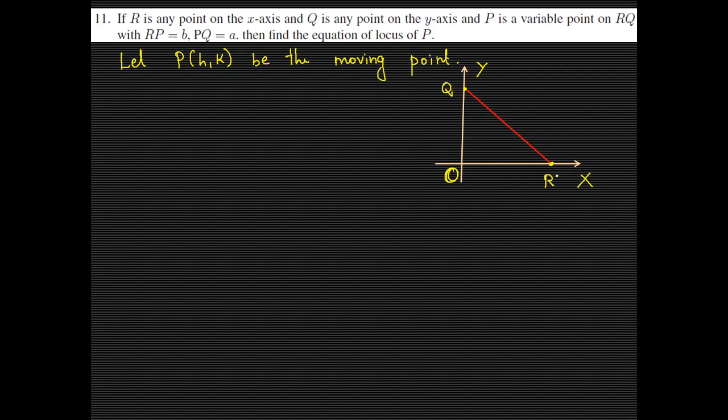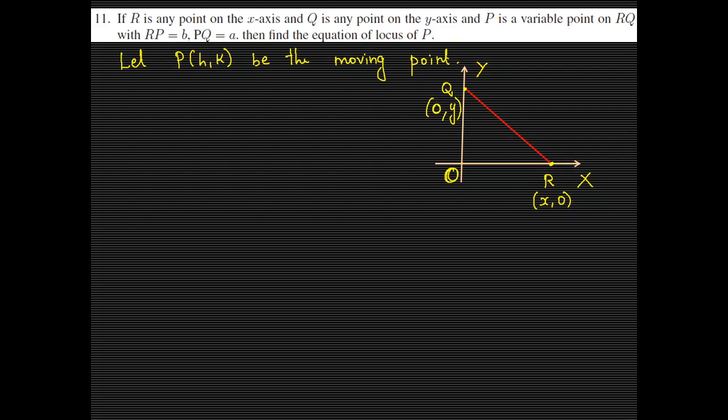So the coordinates of R will be x comma 0. x can be any number; x is the distance from the origin to R, and on the x-axis the y value will be 0, therefore x comma 0. Here the coordinates of Q will be what? The value of x is 0 because on the y-axis x is 0, and the distance from the origin to Q I am taking as y. So these are the coordinates of R and Q.